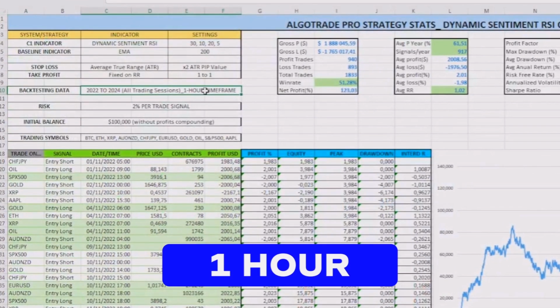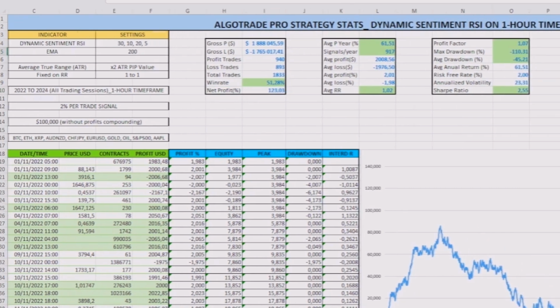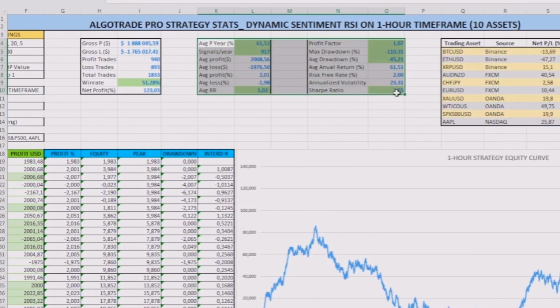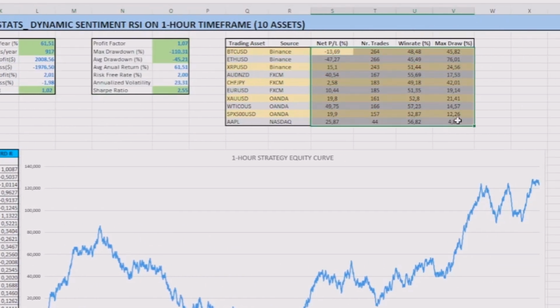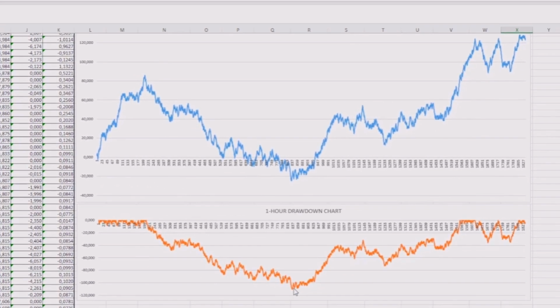Next, in the 1-hour time frame, after 1,800 trades, the indicator achieved a win rate of 51.28% and a net profit of 123%. Here you can find other important metrics, the results of every asset and the equity chart, which, despite being profitable, was unstable, with a drawdown bigger than 100%.